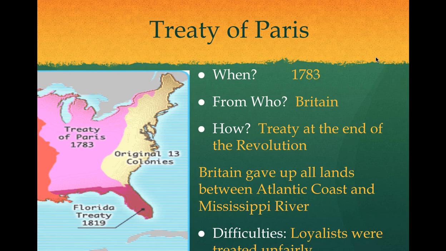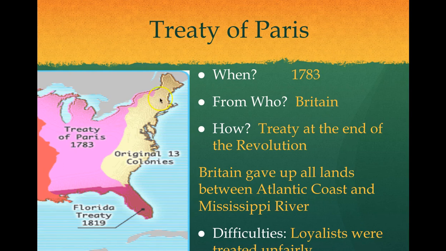So the Treaty of Paris is the next piece of land. It is the Ohio River Valley, and we got it in 1783 with the Treaty of Paris after the American Revolution ended. We got it from Britain, because remember, Britain had won this piece of land in the French and Indian War, so after the American Revolution, it became part of the United States. We got the land through the treaty at the end of the American Revolution.